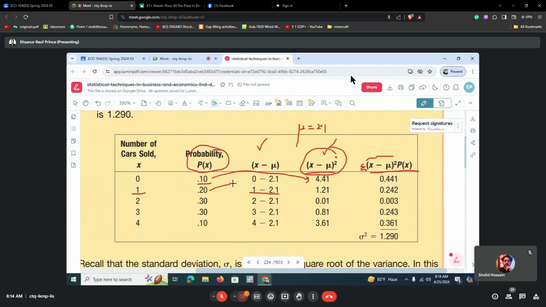Then 0.20 into 1.21, you have this value 0.24. So in this way you can get all the values.